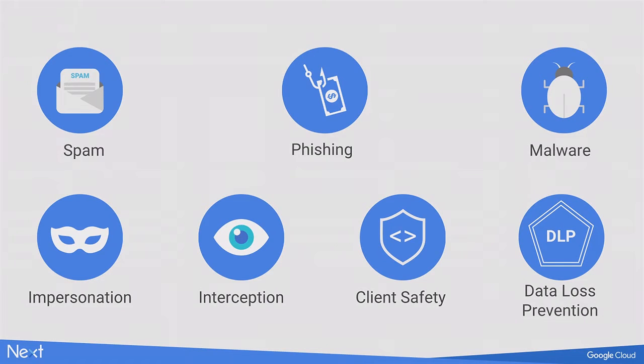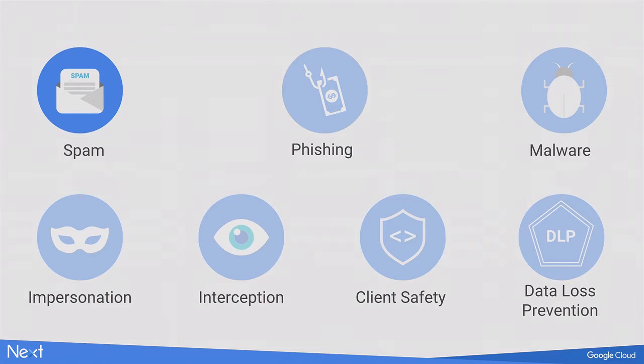These are the main email-related threat categories that we discuss today. We're going to talk about spam, phishing, malware, impersonation, and interception. We're also going to discuss email client security and data loss prevention as it relates to email. And we're going to start with spam, which is the most common one.